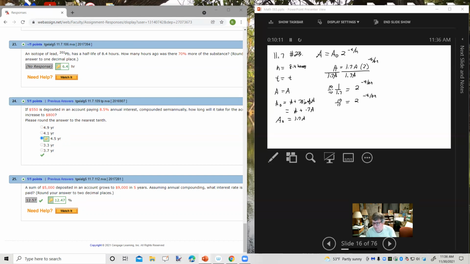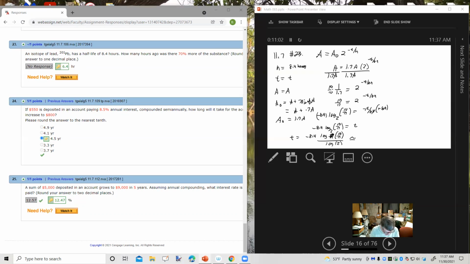So now it's a number equals a base raised to a power. I'm going to rewrite this as log base 2 of 10/17 equals negative t over 8.4. To solve for t, I'm going to multiply both sides by negative 8.4. So on the left, I get negative 8.4 log base 2 of 10/17, and on the right, I get t. Using the change of base formula, t equals negative 8.4 times log of 10/17 over log of 2. And go to the calculator.